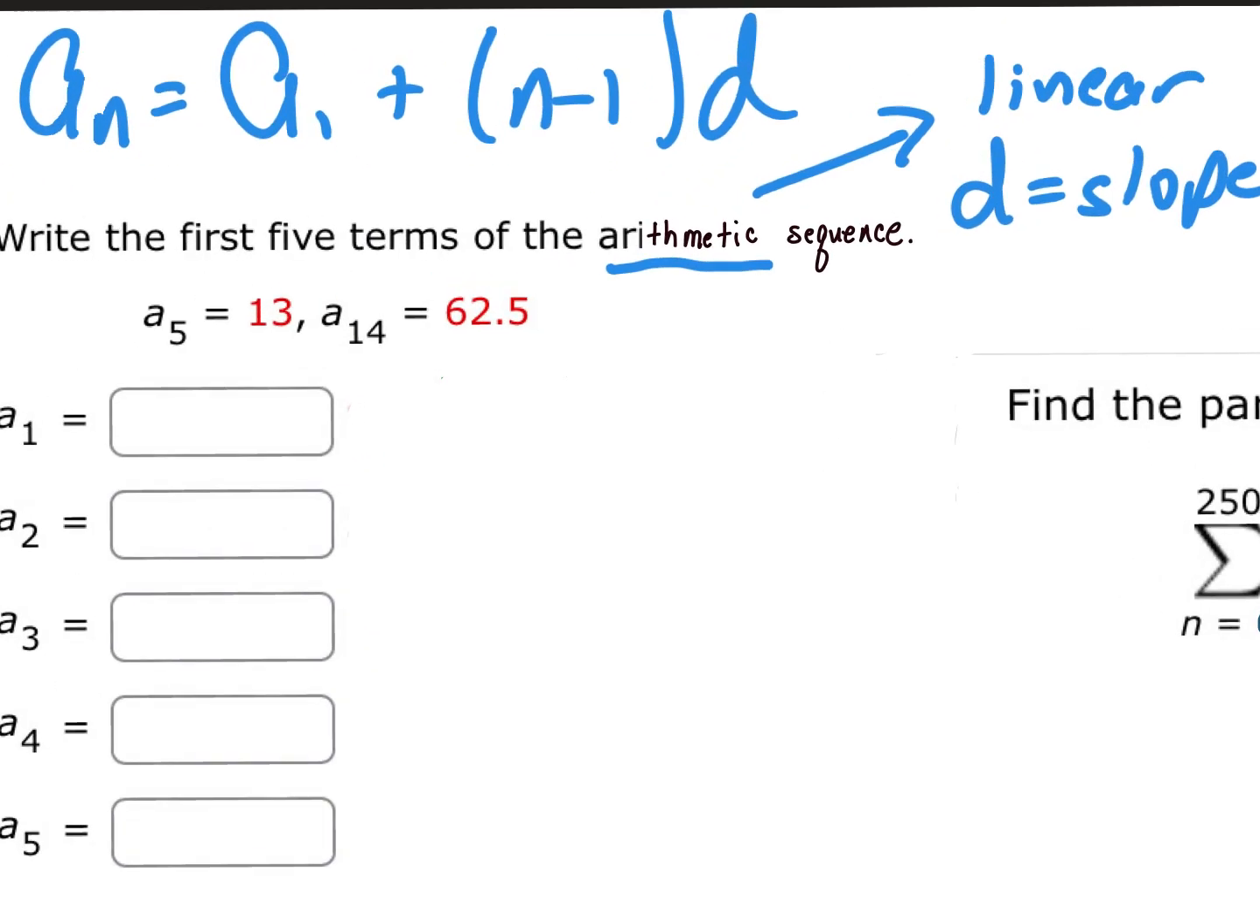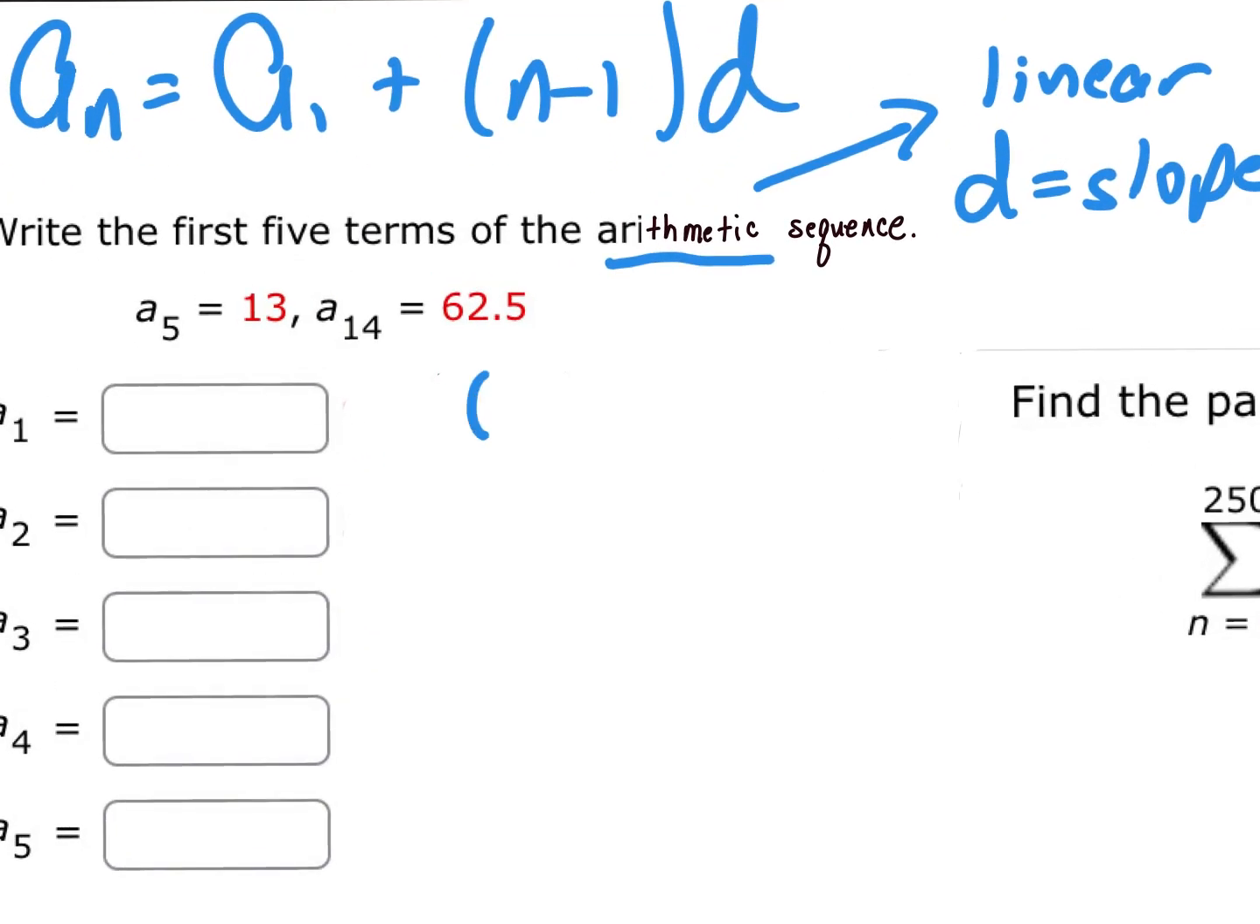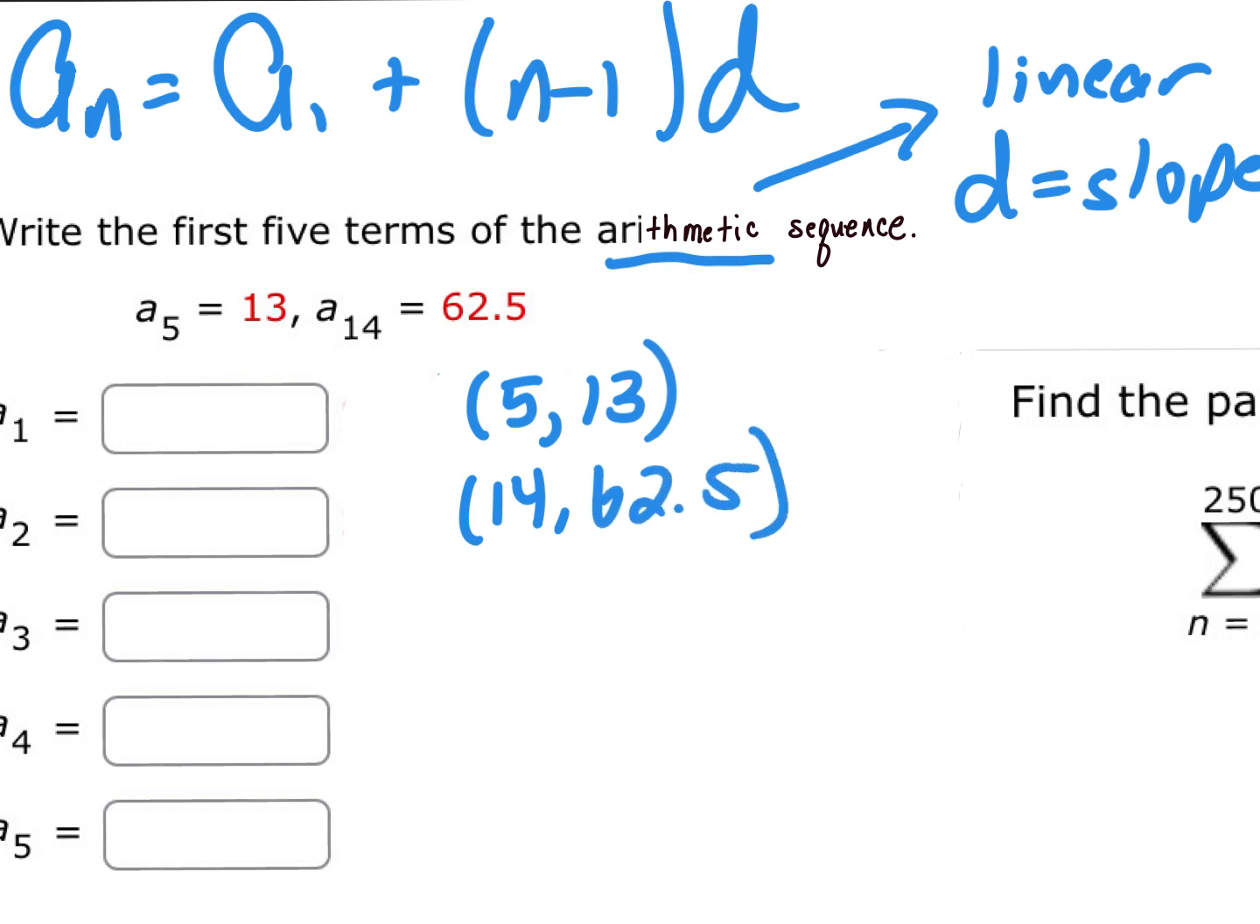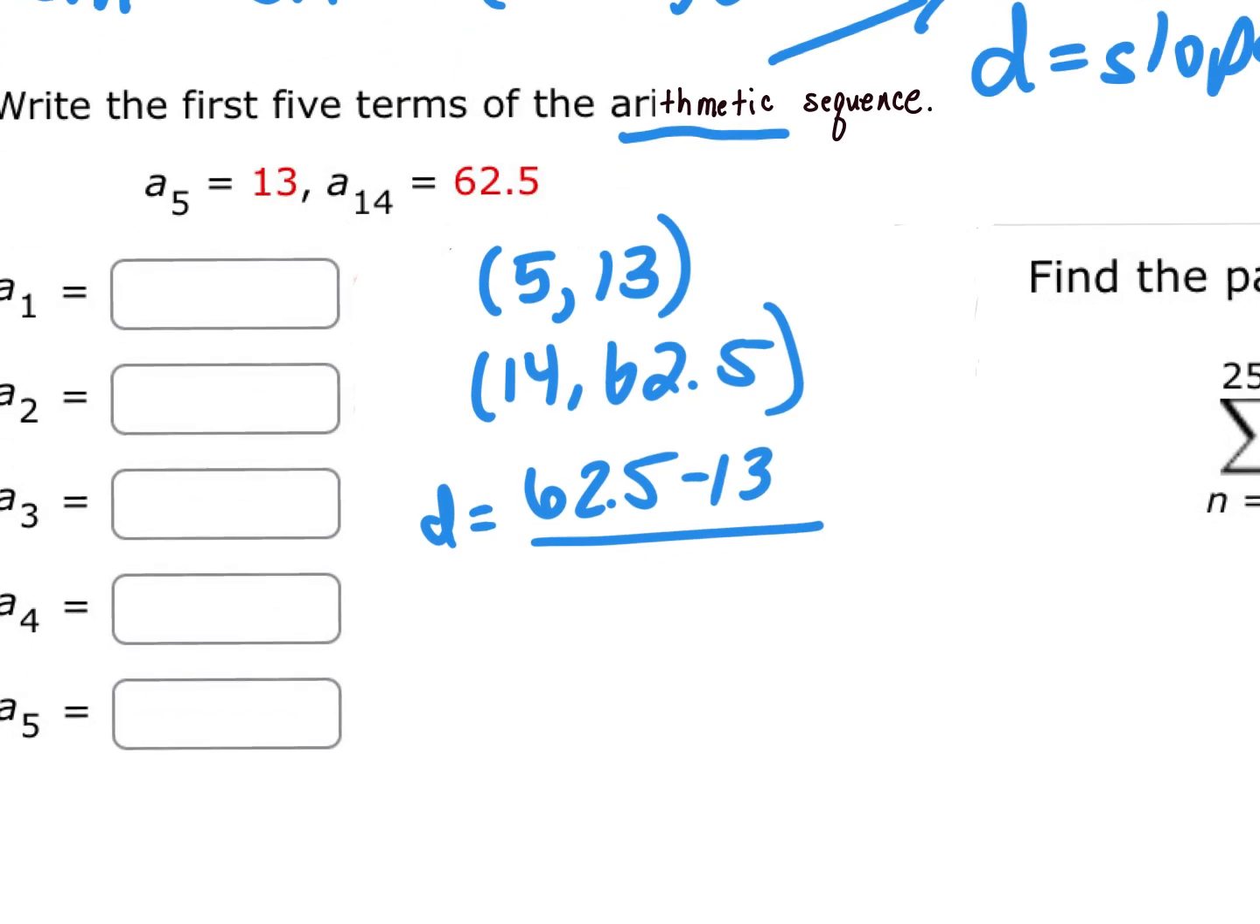Why is that helpful? Well, they give me 2 terms. They tell me that the 5th term is 13, correct? And they tell me that the 14th term is 62.5. What can I do with those 2 sets of values to tell me what the common difference is? You can find the slope. So I'm just going to say my common difference is going to be 62.5 minus 13 over 14 minus 5.